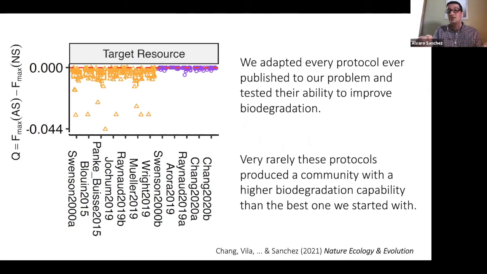Then you can grow your communities for, say, a week, and measure the amount of biodegradation. Then you do nothing. You just take a small sample from each of the communities and use it to make another community. So now you have 100 communities. Each community in your parent pool gave rise to exactly one descendant. There's no selection at the community level.